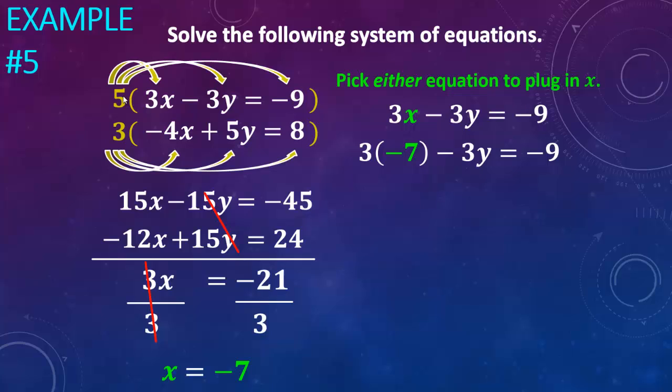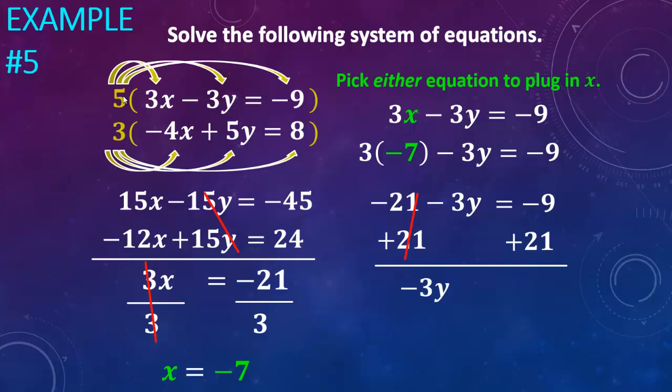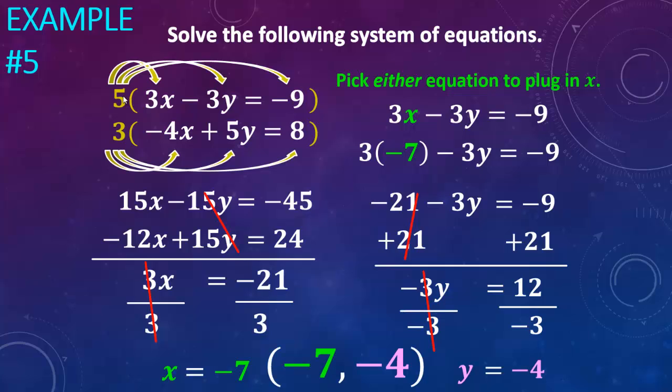Okay, so 3 times negative 7 minus 3y equals negative 9, which gives you negative 21 minus 3y equals negative 9. Add 21 to both sides. You'll get negative 3y equals 12, and then divide both sides by negative 3. You get y equals negative 4, so your solution is negative 7, negative 4.